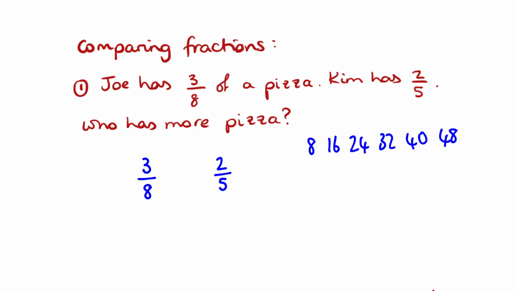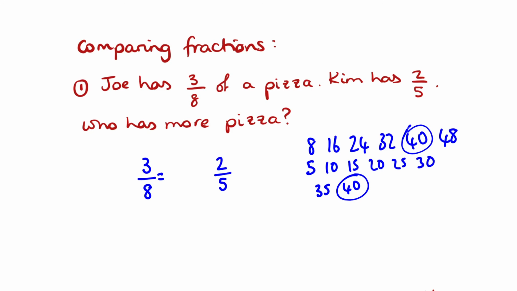So if we just write out the first few numbers in the 8 times table, and then if we write the 5 times table, we need to keep going. I haven't got a number that's in both yet. There you go. 40 is in both. Okay, so we need to express 3/8 as a number of 40ths and 2/5 as a number of 40ths, and then we can compare.